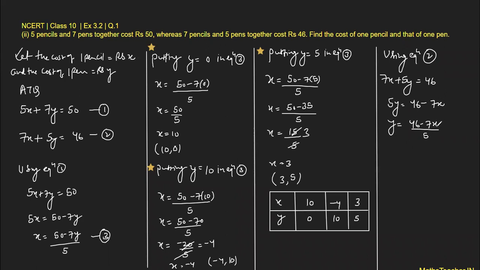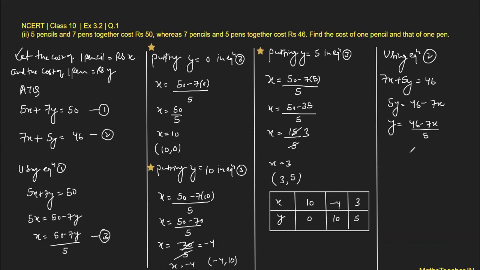Now I have to put the value of x in such a way that whatever number is coming in the numerator part must be divisible by 5. Now it's your responsibility to think of that number. So I'm going to put the value of x in such a way that after multiplying it with 7, the unit place is 6, so that after subtracting, 46 minus 7x, we will get a number which has a 0 or 5, right? So we have to find out the number by ourselves.